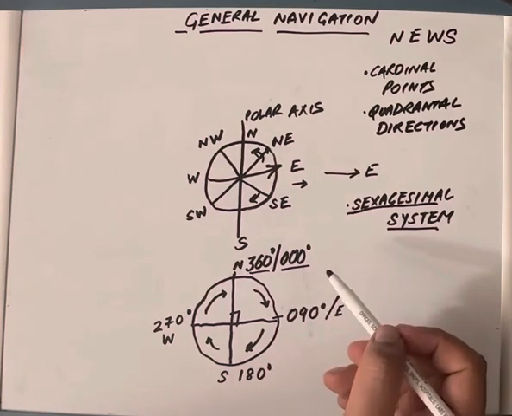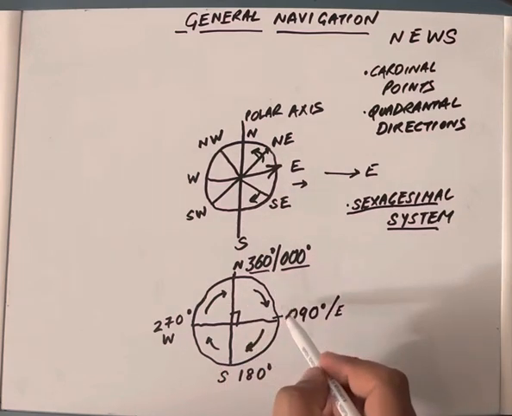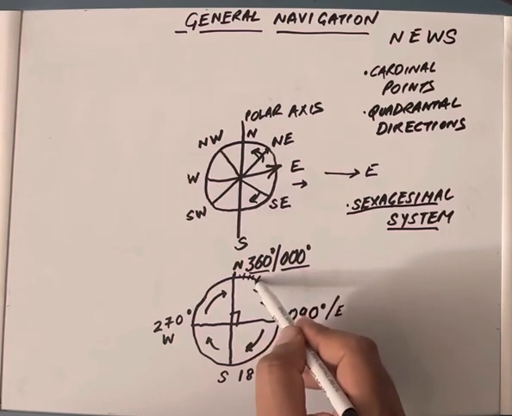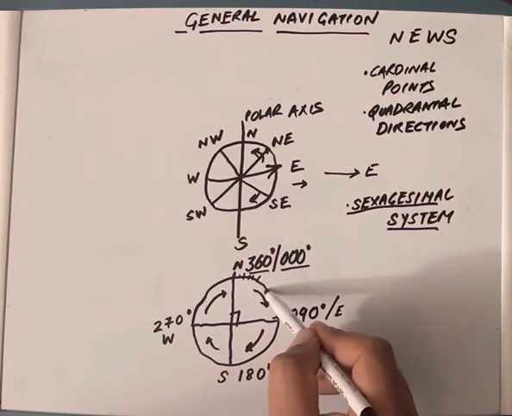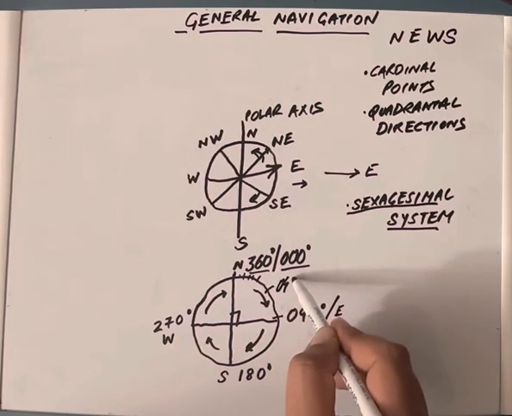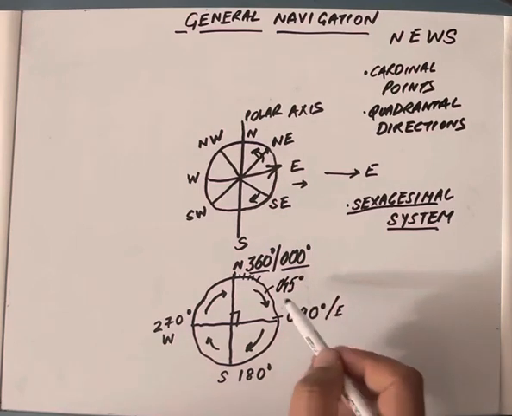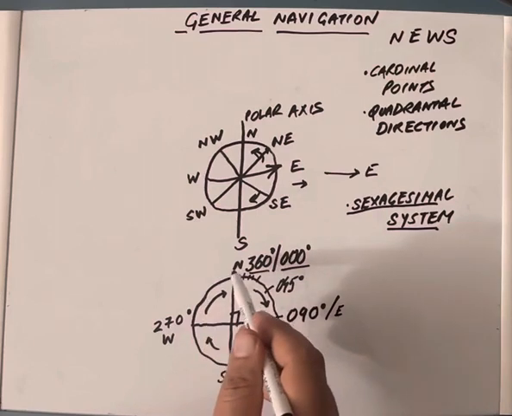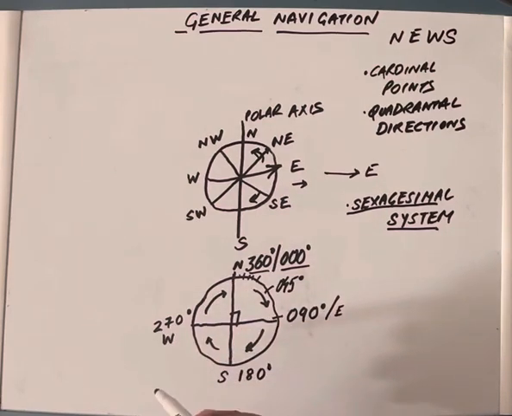I hope that is clear. All the directions between these are divided into 1 degree steps. So northeast would be 045 and so on. So all of these directions now are more precise, and that is how we have defined the basic directions to navigate around the planet Earth.